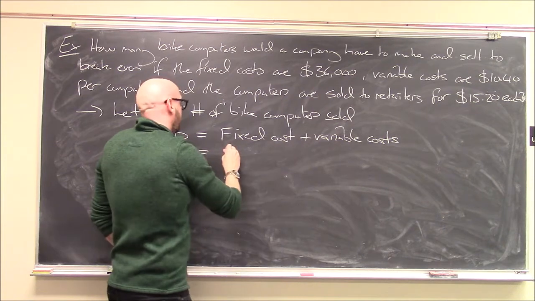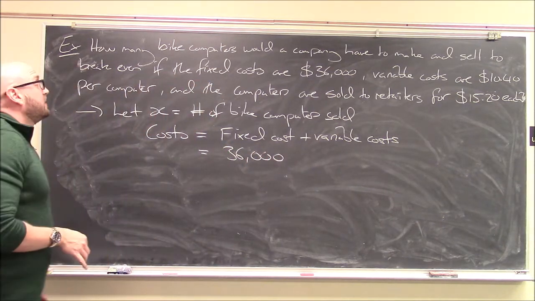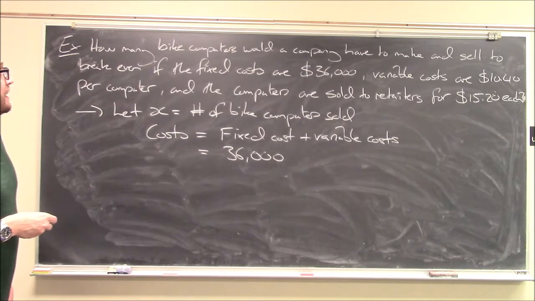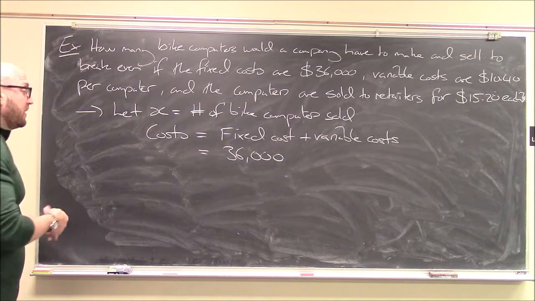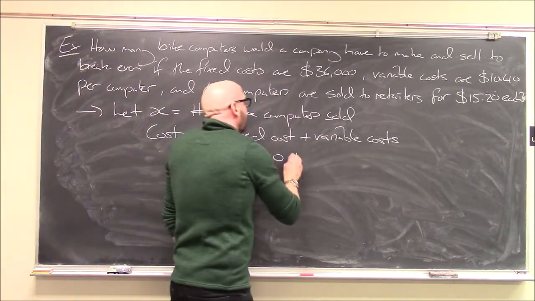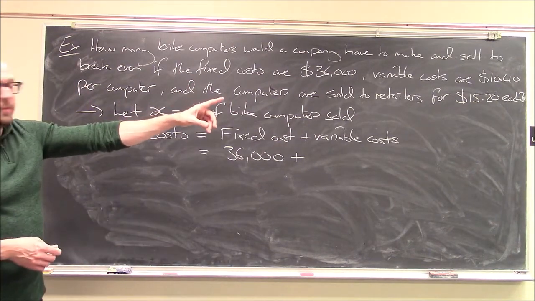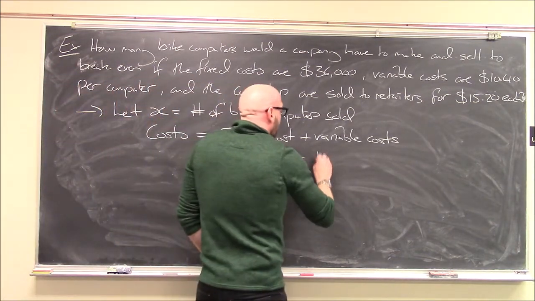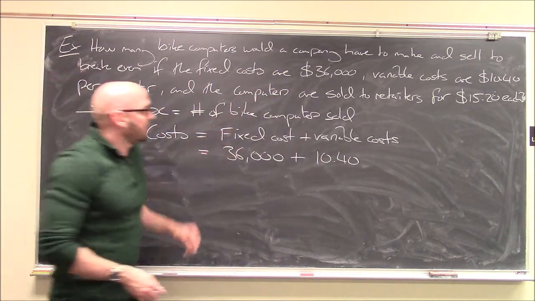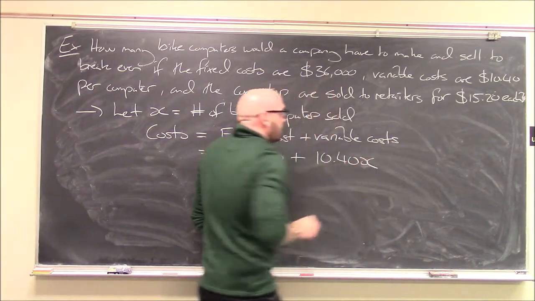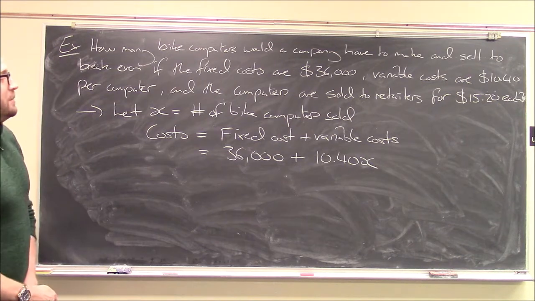So the fixed cost is just 36,000. Wherever that's coming from, setting up your factories, buying the warehouses or leasing the warehouses or whatever, there's our fixed costs. And the variable costs, well, every single computer costs us $10.40. So the total variable cost is going to be 10.4 times the number of bike computers we sell, right? So it's going to be 10.4 times x.